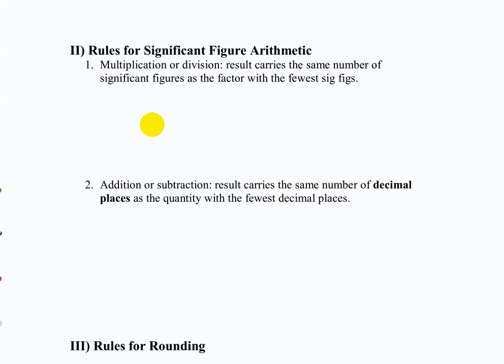As an example, we take 1.052 times 12.054 times 0.53. And if I put all those in my calculator, I get 6.7208. How should I report that number?